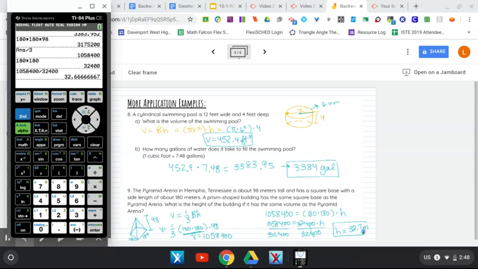All right, so these are, again, examples of backwards volume problems where you have to find a dimension based off of the given volume and just work backwards from there. So take some time and practice these and ask us questions if you have them.